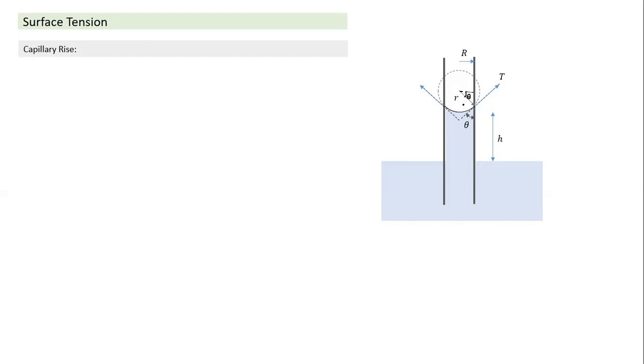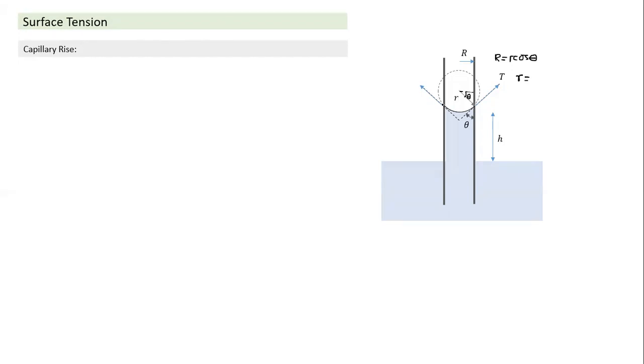Surface curvature radius is small r. Radius of the tube is capital R. And r will be equal to capital R only when theta is equal to 0. Otherwise, r and capital R are not equal, and they are related. How are they related? Capital R is equal to r cos theta.